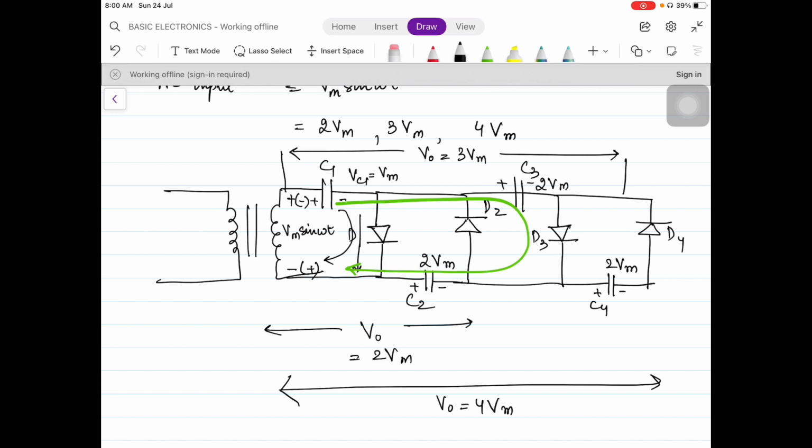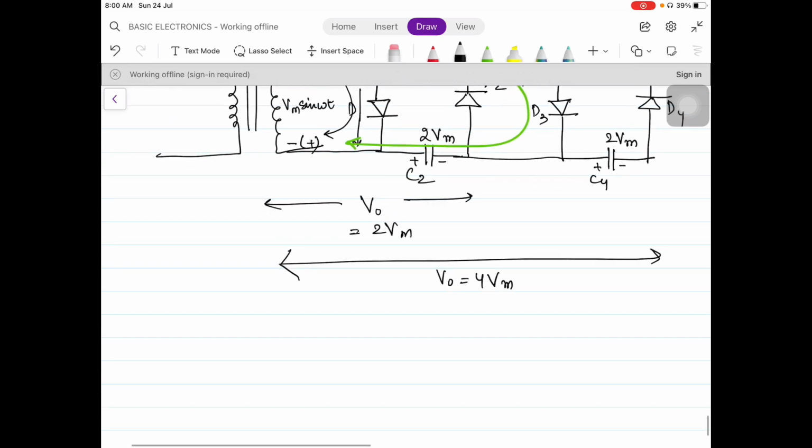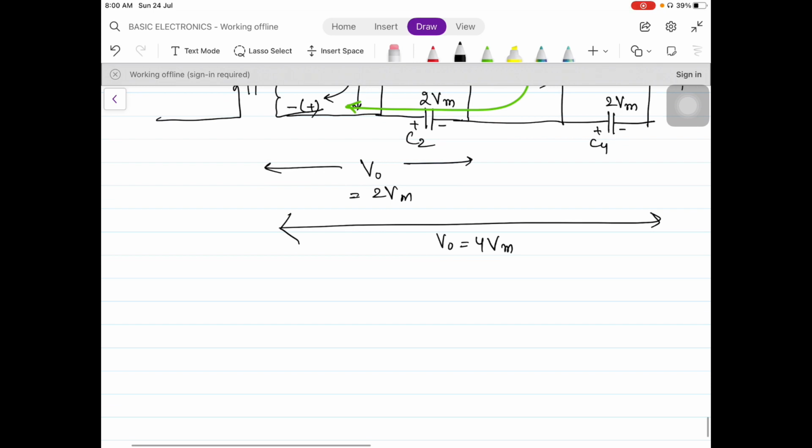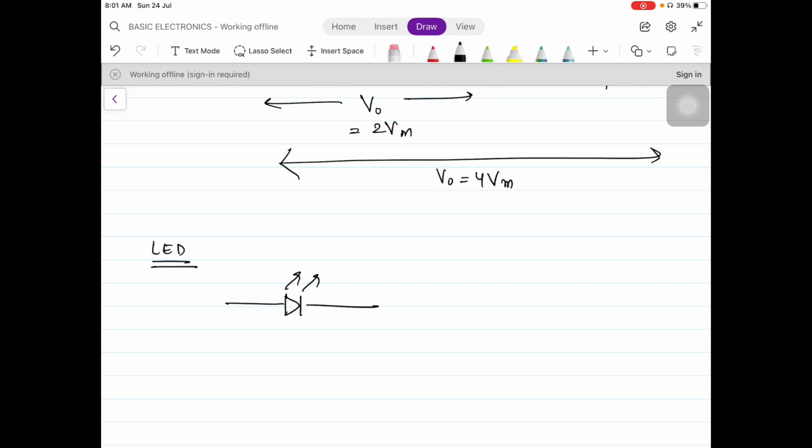Now in the last part of this particular module, we have some two terminal devices like LED, light emitting diode. We all know that the principle of operation of LED is that this diode works in the forward biased region. That means whenever you will forward bias this diode, the diode will conduct current and the light will be emitted. So by the process of recombination, because we have seen that when recombination takes place, energy is released either in the form of heat or light.